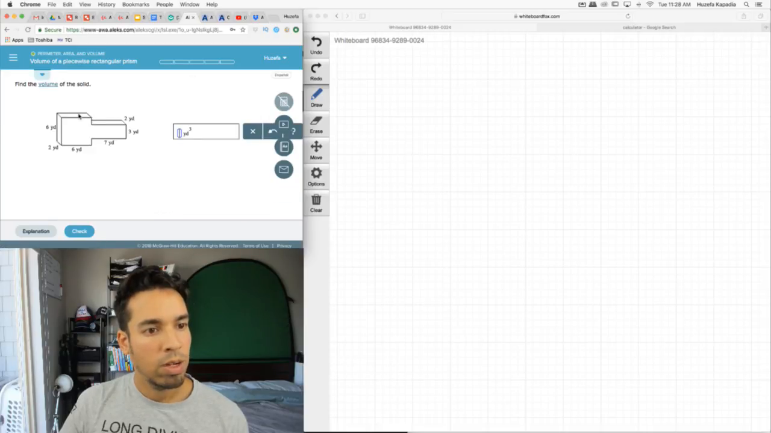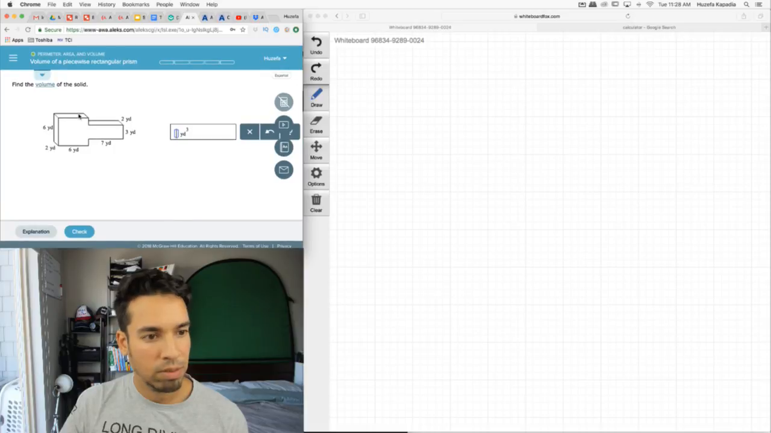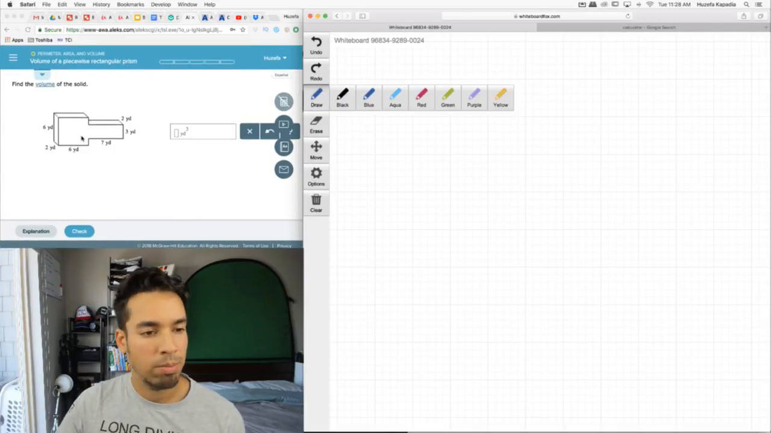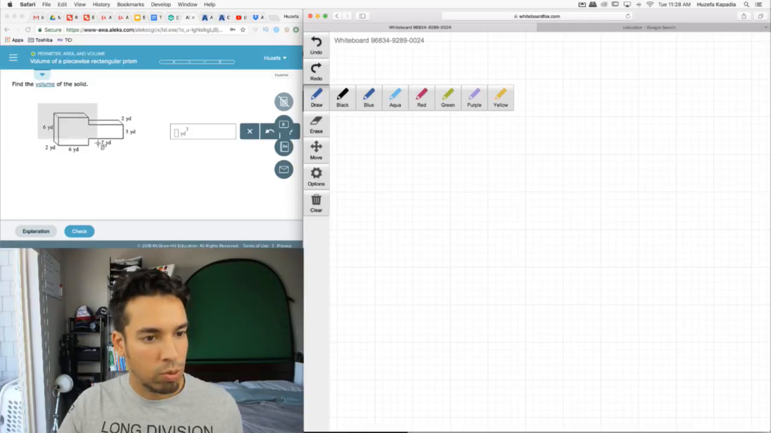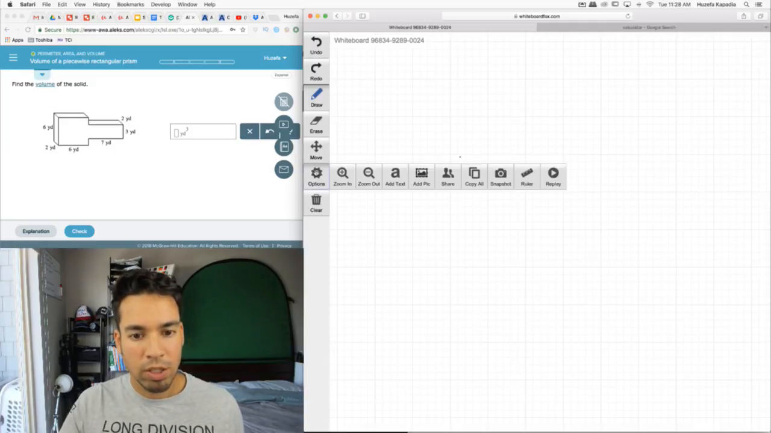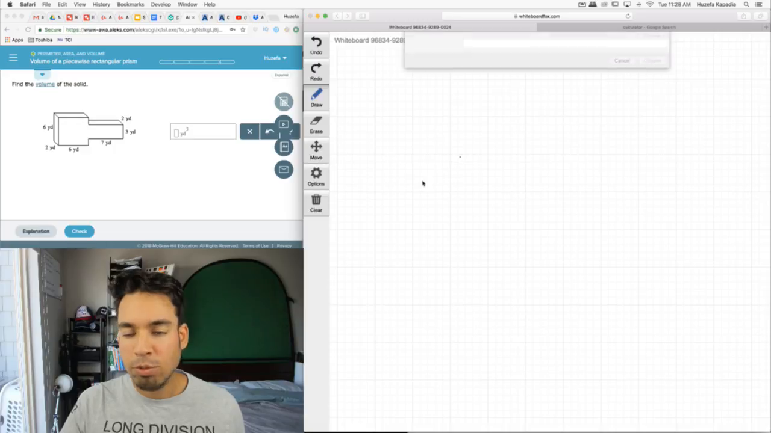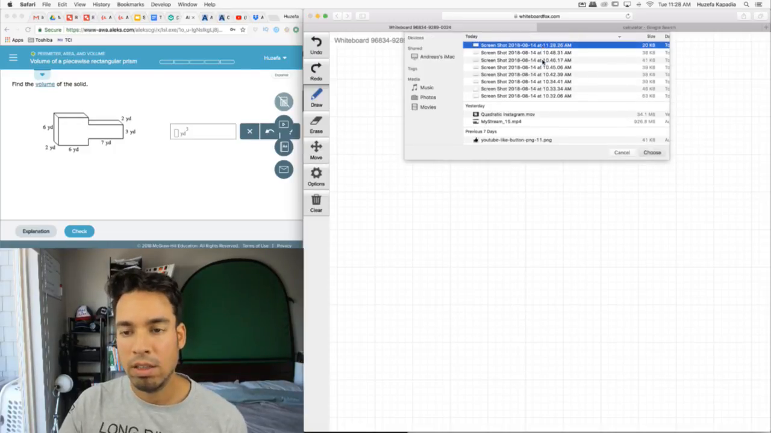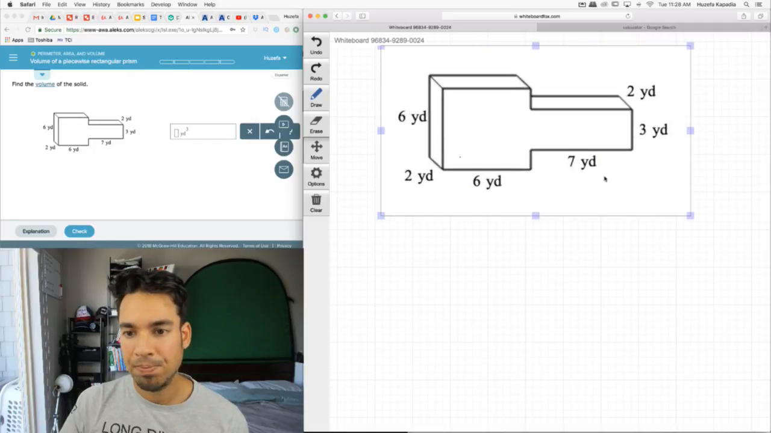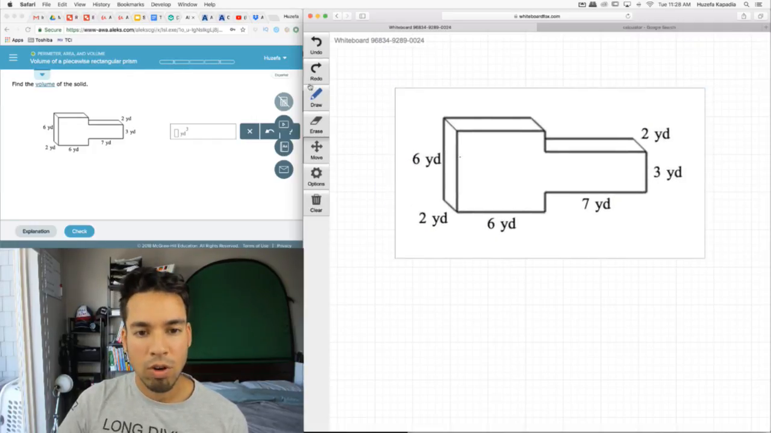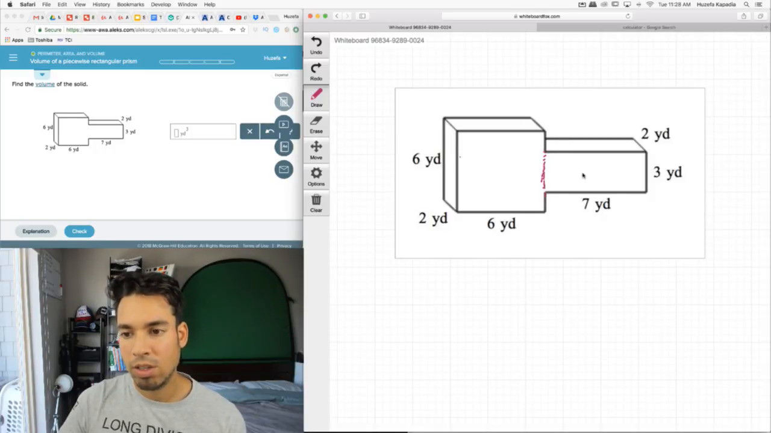All right, next we got volume of a piecewise rectangular prism. Now, with most of these piecewise figures, what we're doing is we're breaking it up into manageable pieces and then calculating the different volumes individually and then adding them up. So for example, here, if I draw a line like this across here, now we got two nice rectangular prisms that are easier to calculate.